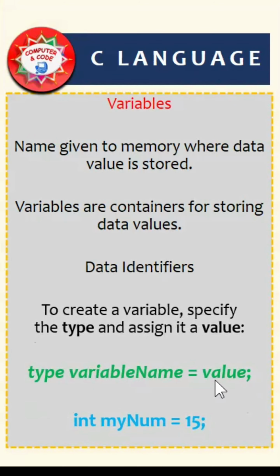And example for this syntax is int, which is a data type for whole numbers or integers, followed by mynum, which is a variable name which we have given, equal to 15. So 15 here is the data value. So type variable name equal to value. Type here is the data type, variable name is the user defined variable name, and equal to is the assignment operator that assigns the RHS to LHS, and value here means the data value which we want to store in this variable, and end the statement with semicolon.